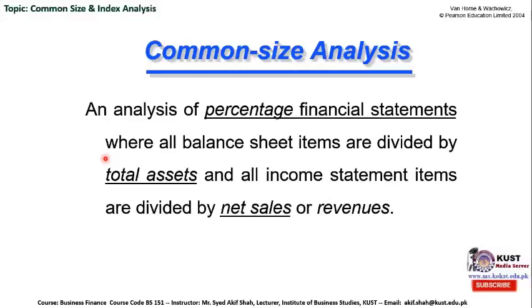What is a common size analysis for a financial statement? This type of analysis is related to the calculation of percentage financial statements. We can narrate it as an analysis of percentage financial statements where all balance sheet items are divided by total assets. For making common size analysis, we are required to divide all the heads of accounts available in the balance sheet by the total asset amount. And similarly, for making common size analysis for an income statement, we are required to divide the items by net sales or revenue of the company.